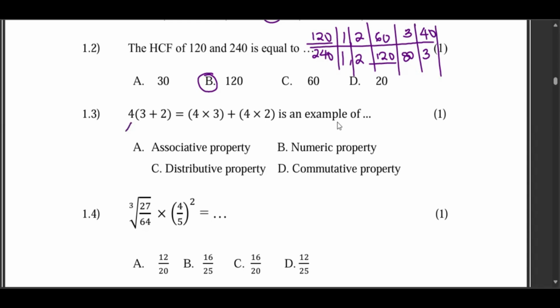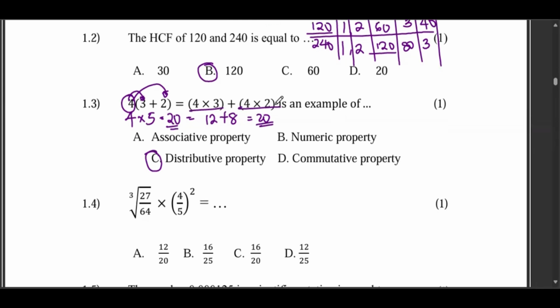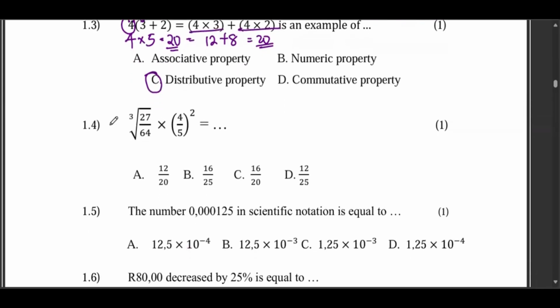We look at these values here. Simply meaning this is the same as 4 times 5. You get your answer as 20. Whereas here you have 12 plus 8, which also gives you 20. So which rule is this? It's going to be C, distributive. The 4 has distributed with 3, at the same time it's distributing with the other. So it's distributive. Then this one you can't use a calculator.